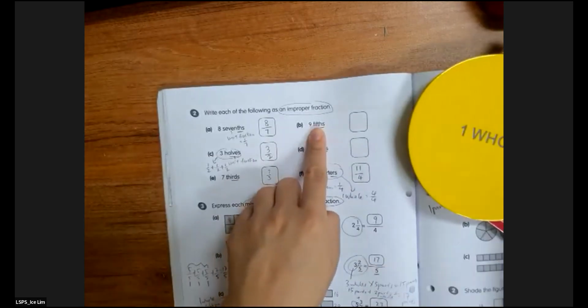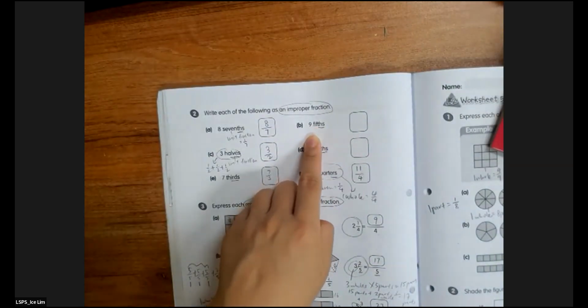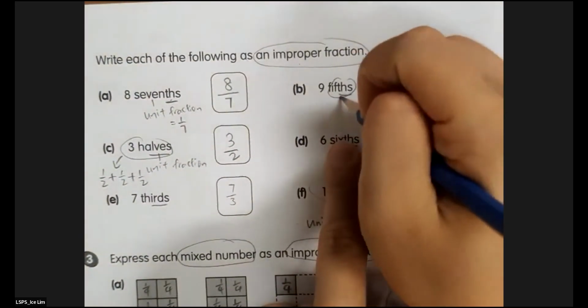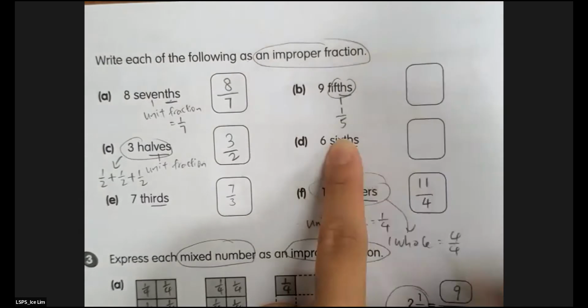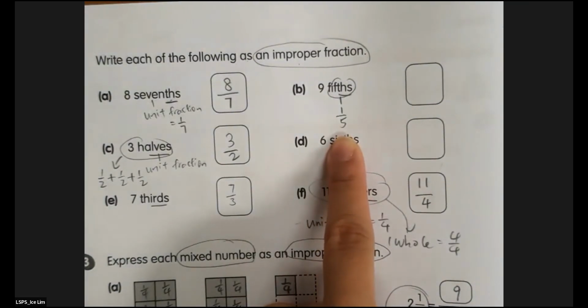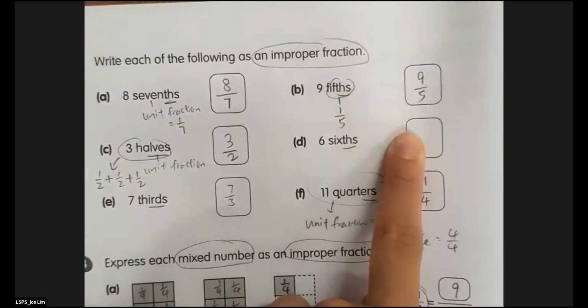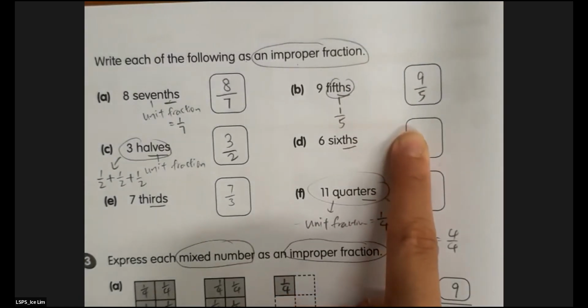Okay, so likewise, if I look at these other things, I'm looking at fifths. The unit fraction is a fifth. There are 9 of these fifths. So I will actually have 9 of the 1/5.